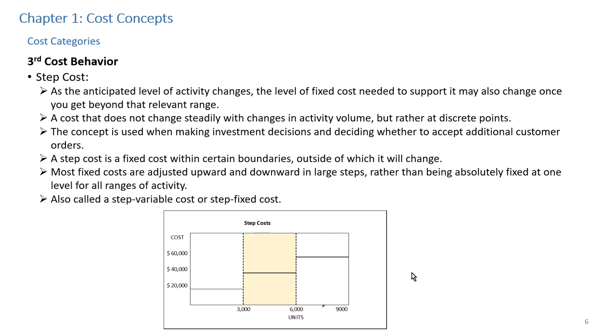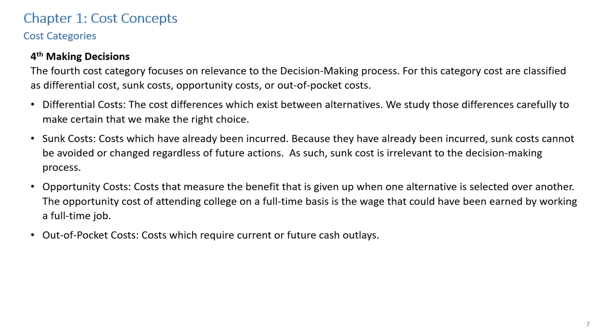The fourth cost category focuses on relevance to the decision-making process. For this category, costs are classified as differential costs, sunk costs, opportunity costs, or out-of-pocket costs. In business and in life, decisions are made because alternatives exist. Differential costs are the cost differences which exist between alternatives. We study those differences carefully to make certain that we make the right choice.